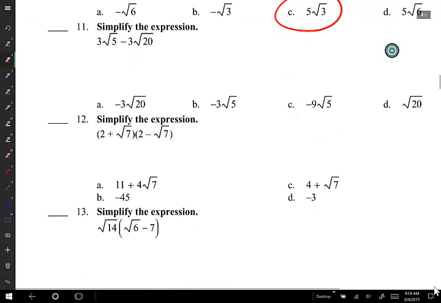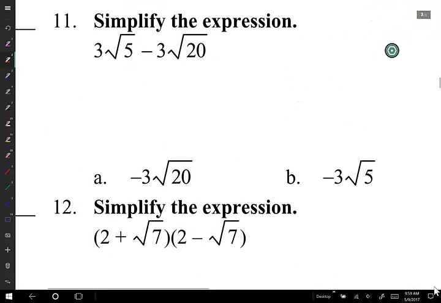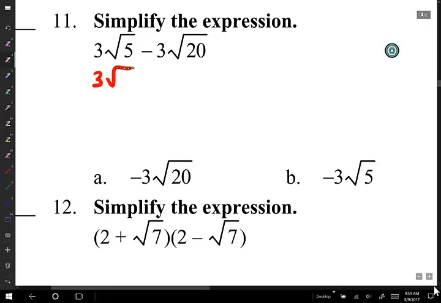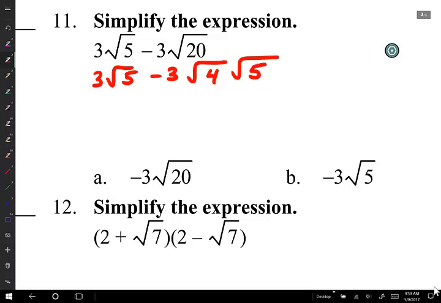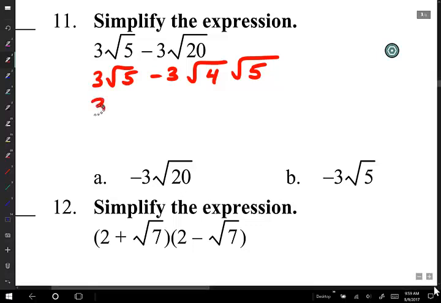Question 11. To simplify this, we must convince this problem to change. So we change that 20 into 4 and 5. Why did I choose 4? Because, Joseph, it's a perfect square. So I have 3 radical 5 minus 6 radical 5. Where did that 6 come from?